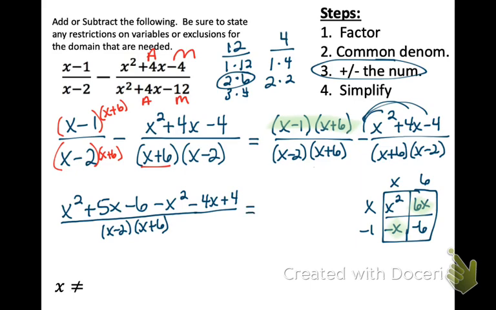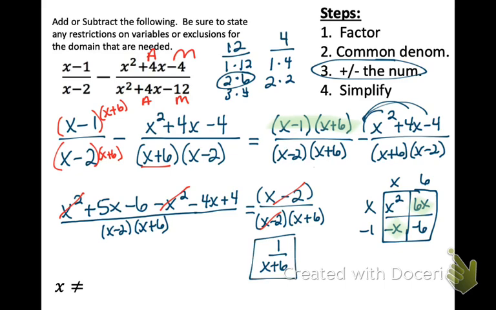So it looks like my x squareds are actually going to cancel out because they add to 0. And then 5x minus 4x is just x. And negative 6 plus 4 is going to be a minus 2. Still over my common denominator. Okay, now that I've simplified that, added the numerators, I can do my simplifying step. I see that I have a factor of x minus 2 on the top and the bottom, so those can cancel out. And my final answer is 1 over x plus 6.